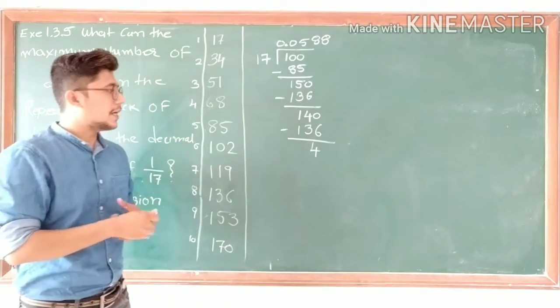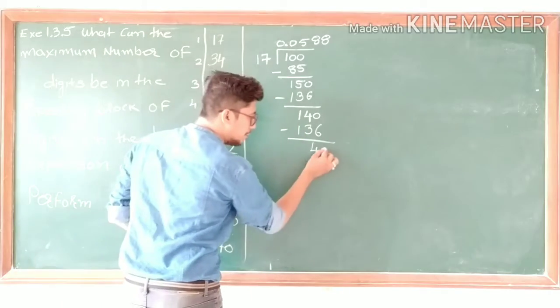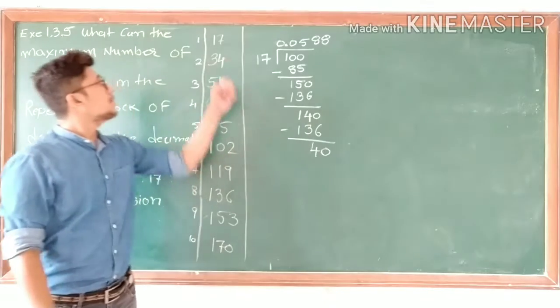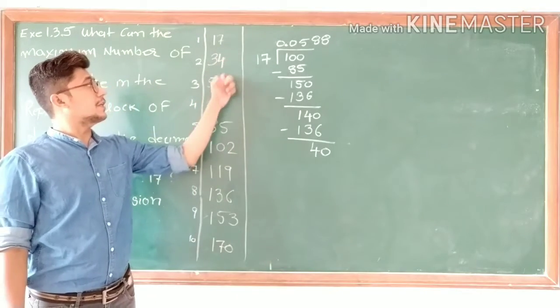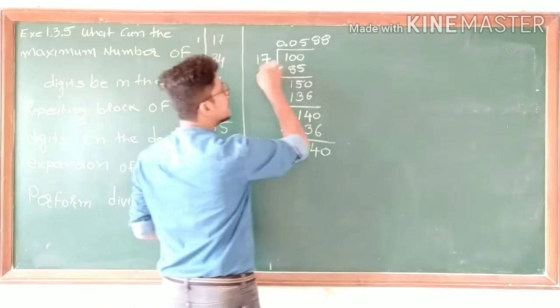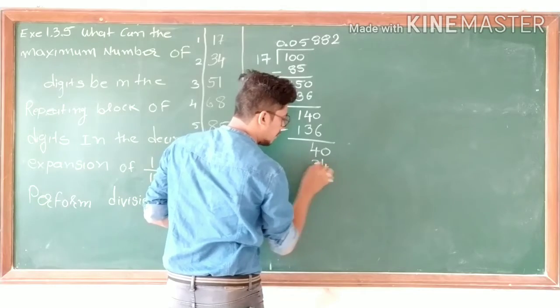Yes or no? Now 4 is less than 17. What we have to do? We have to put 0 over here. Which is the nearest value of 40? 17, 34, 51. 34 is smaller than 40. So 17 twos are 34.